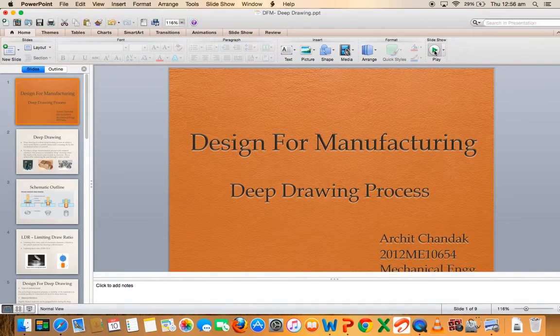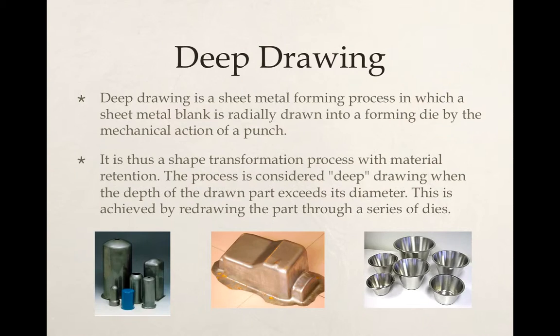So let's start. Deep drawing is a sheet metal forming process in which the sheet metal blank is radially drawn into a forming die by the mechanical action of a punch, and therefore it is a shape transformation process with material retention. So you see, these are the products, the beverage cans. This is an engine part. These are cups. So these are all made from deep drawing.